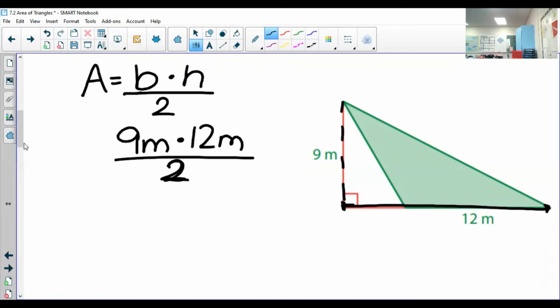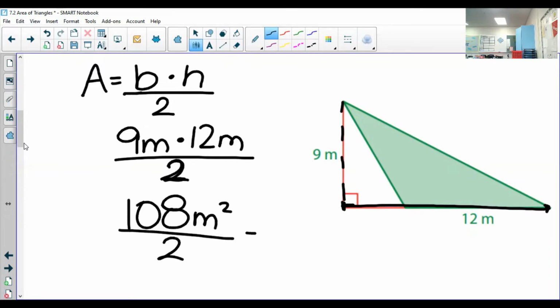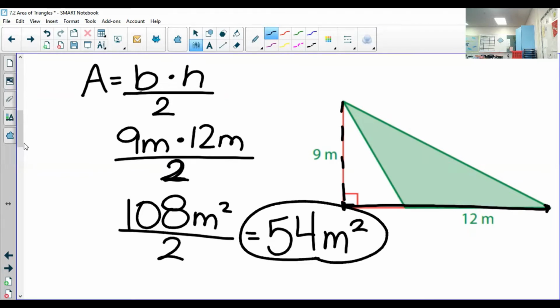So the first thing we're going to do is take 9 times 12. And I know 9 times 12 is 108. And I know meters times meters is meters squared. And I'm going to divide this by 2. So if you've got a calculator or you just know that in your head, you can divide that out. And I know that is going to be 54. Keep my label, meters squared. So the area of this triangle is 54 meters squared. And I think I'm just going to do those 2 examples. If you need to watch one again, you can.